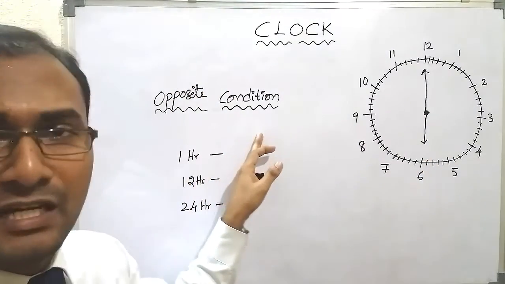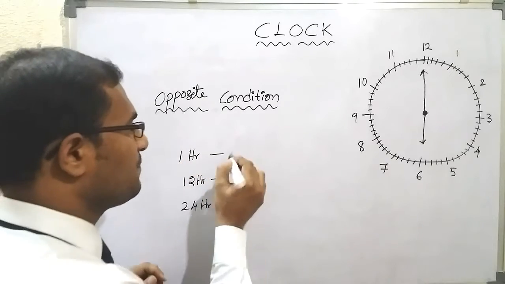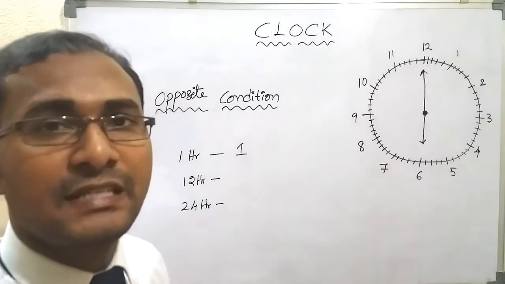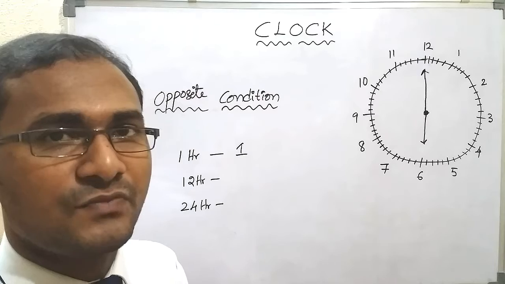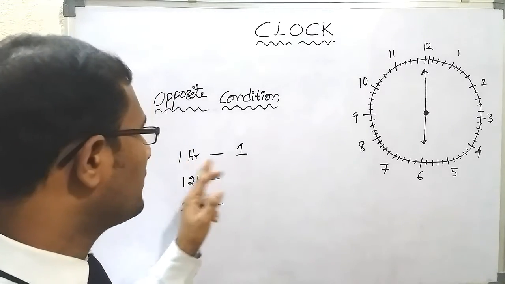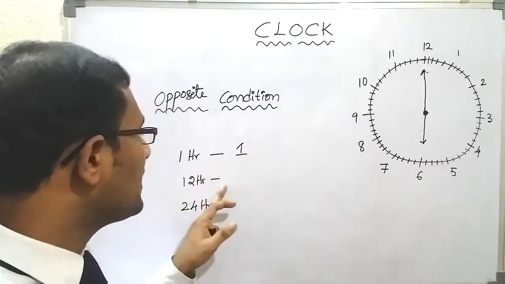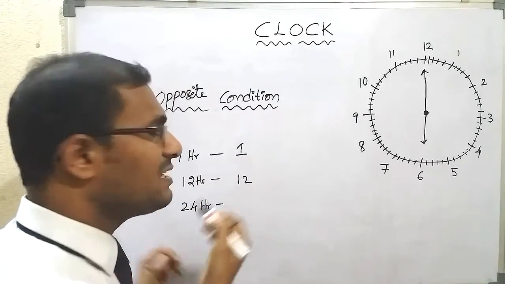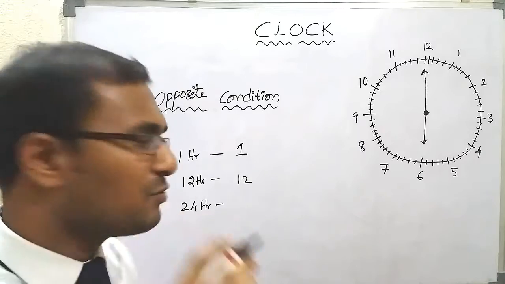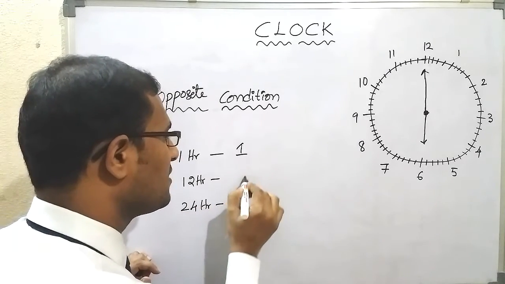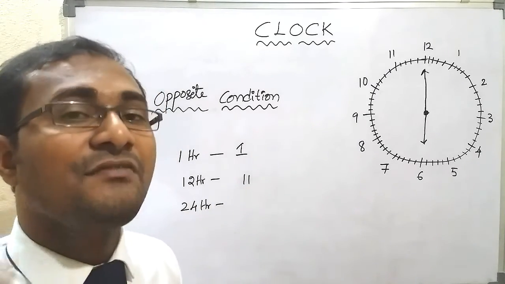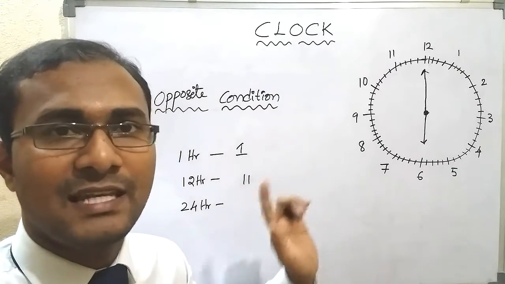For every 1 hour, one time the opposite condition takes place in general. Remember this point: for every 1 hour only one time the opposite condition takes place. For every 12 hours actually it should be 12, but we are going to get 11 only. But where we are missing that one condition, I will explain.